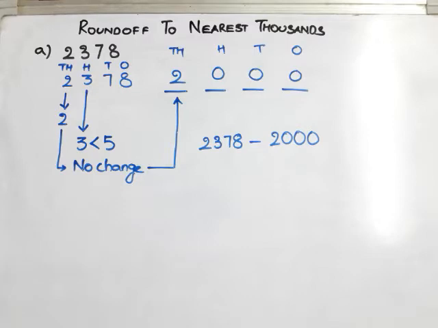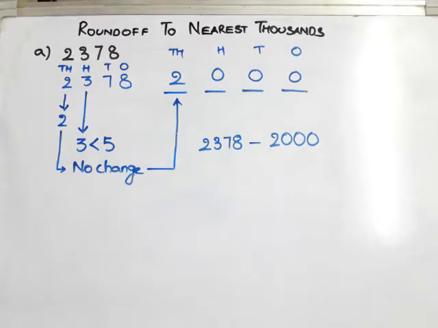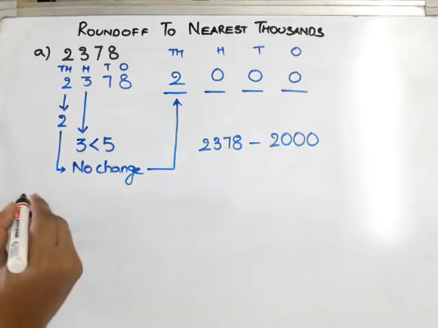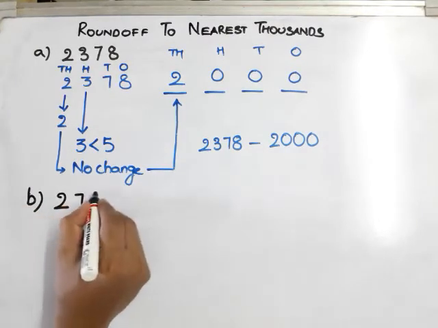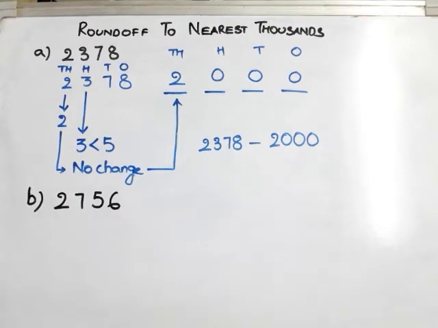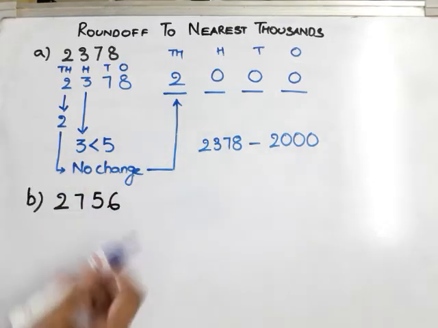I will give you the CW, the picture of the CW, after this class. So understand the concept first. Next, let us move to another example. I am taking another example. It is 2756.